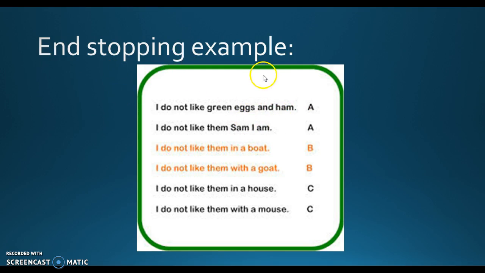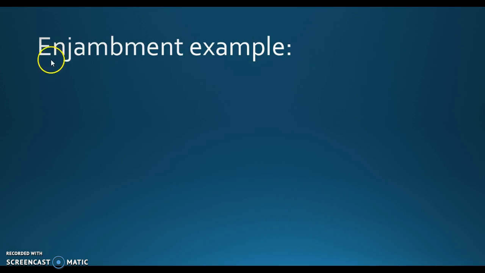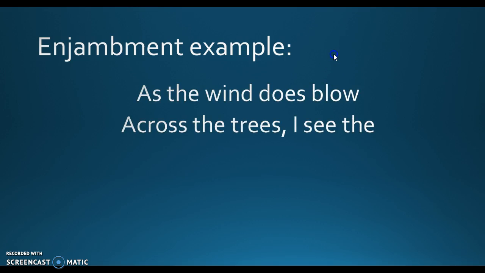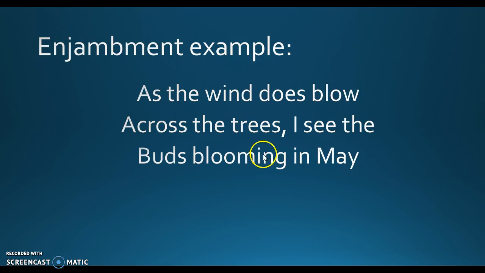Where you get the funky one is the enjambment. Okay, enjambment: as the wind does blow across the trees, I see the buds blooming in May. Remember this? You don't really ever end a sentence with "the." Basically, "as the wind does blow across the trees" is one line, right? "I see the buds blooming in May." But notice they broke it here after "blow," and here after "the," across the buds.